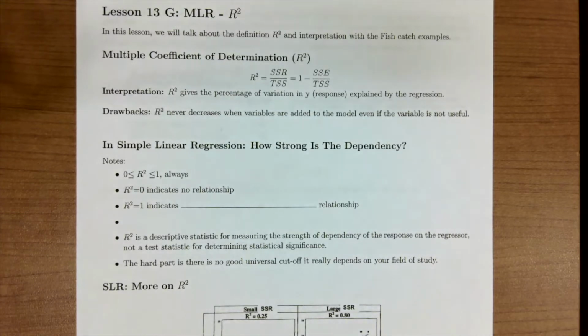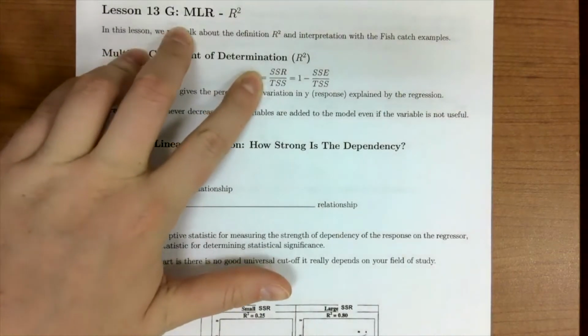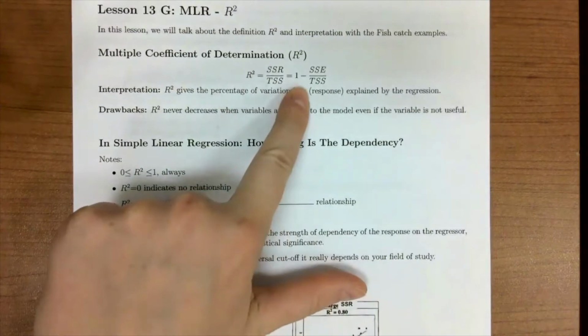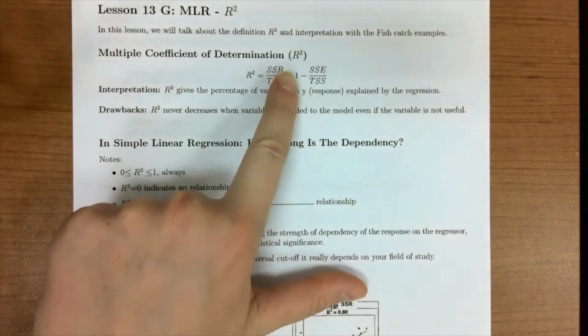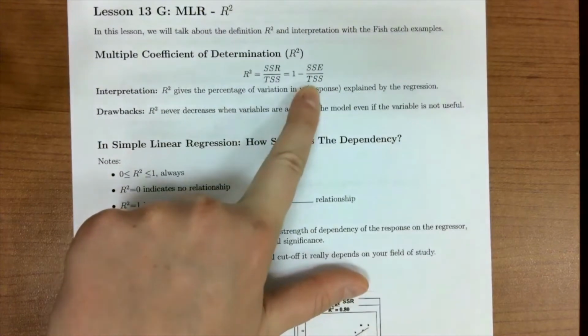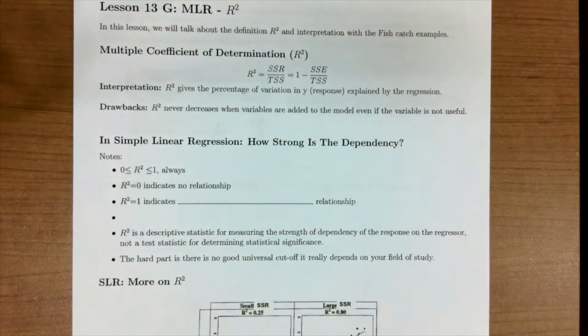So R squared is also known as the multiple coefficient of determination. It is rarely called that, but if you're trying to Google it, that might also be another word you can use. R squared is going to be equal to the sums of squares regression divided by total. And then just using our simple properties that SSR plus SSE equals the sums of squares total, you can easily derive this simple equation here.